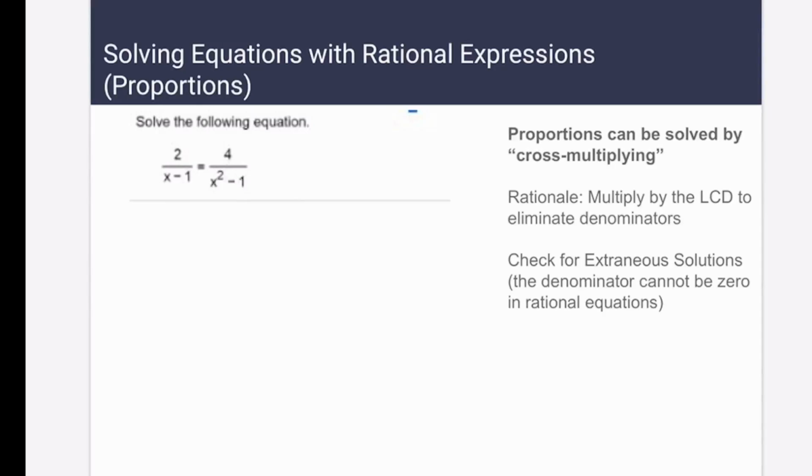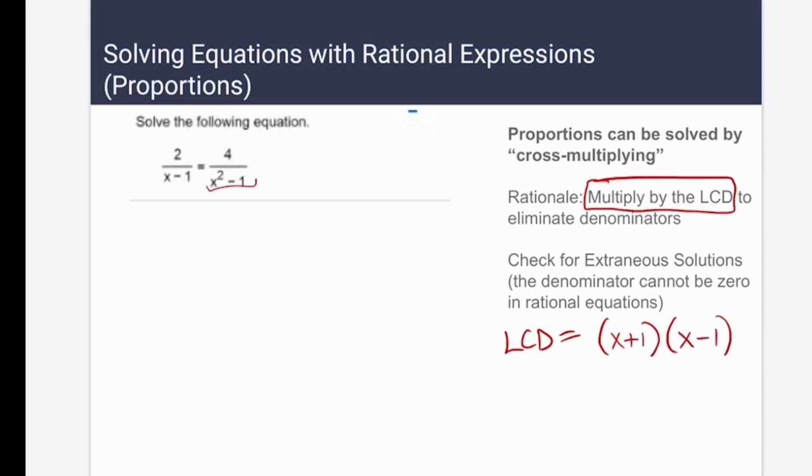So let's do another problem. And this time we're not going to cross multiply. I'll show you kind of what we're doing. We're going to multiply by the LCD, the least common denominator for both of these. That x squared minus 1 is a difference of two squares, so that can be factored. And we factor that into x plus 1 times x minus 1.